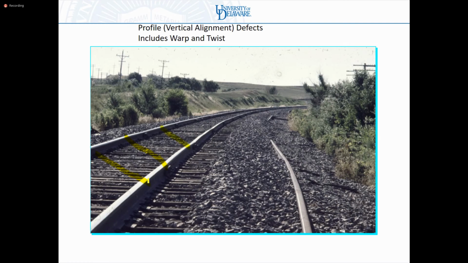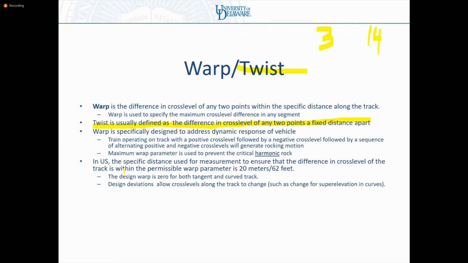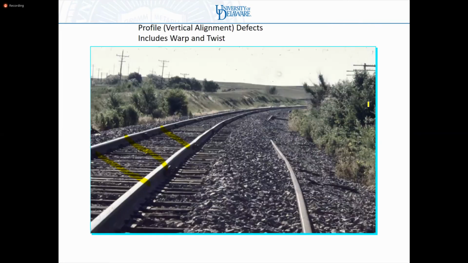14-meter twist, I would have this distance 14 meters. So it would be the distance here and the distance here, and that's the cross level here and the cross level here, that difference over 14 meters. That's twist. What's warp? Warp is the difference in cross level within a specific distance in track, the maximum. So if I was looking at 12-meter warp, for example, which is a number that I've seen used, or if I was looking at 20-meter warp, let's say 20 meters is a commonly used one.